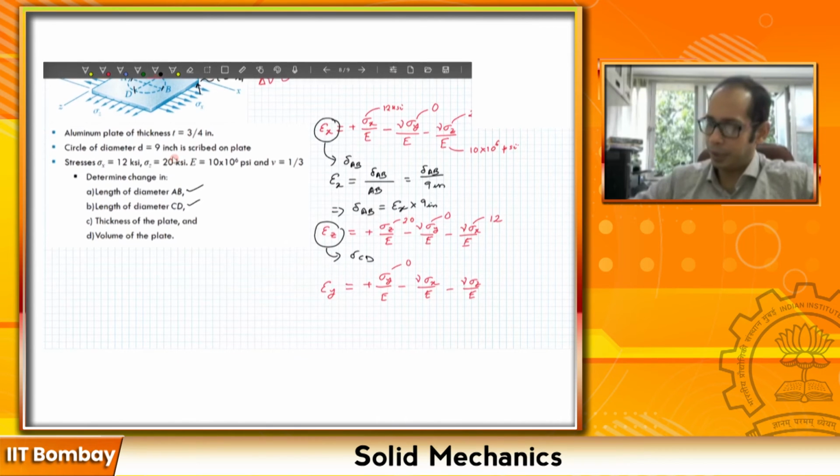So with that you can calculate this one over here, and with that you can calculate the change in your thickness T, right? The original thickness, remember, is given as 3/4 of an inch over here, so you can calculate that, right? So that solves this one.